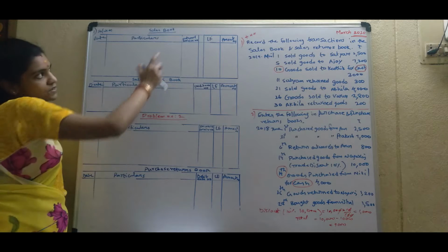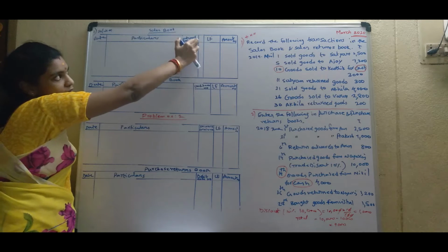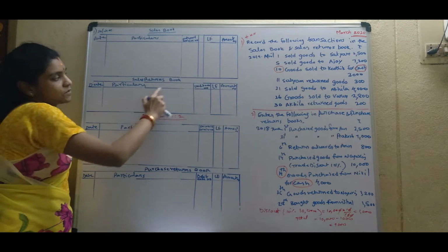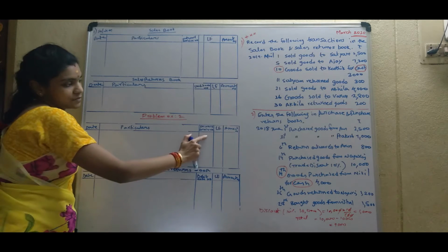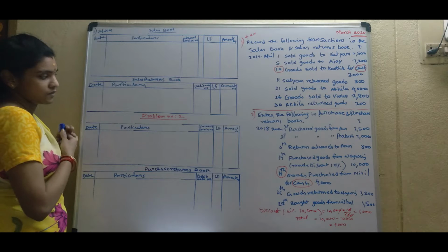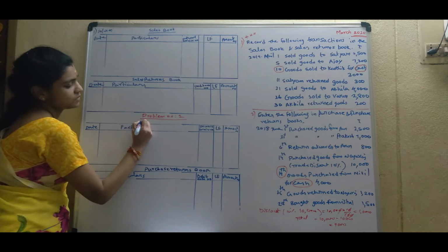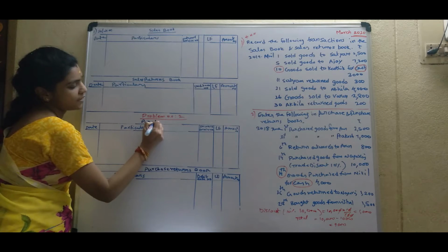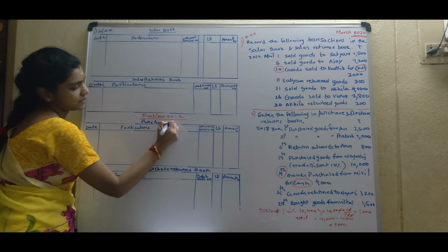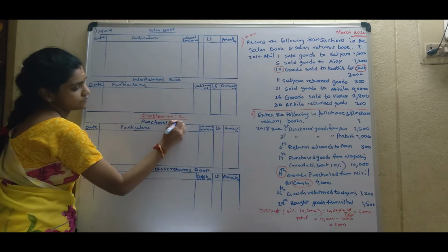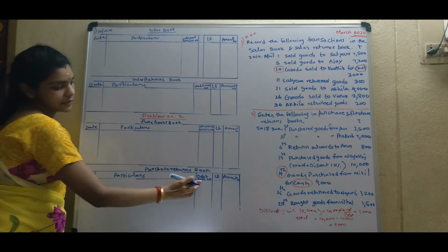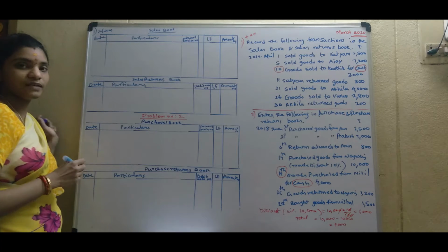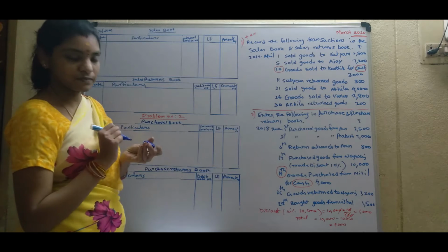In the case of sales book, outward invoice number. In the case of sales returns book, credit note number. In the case of purchases book, what we write? Inward invoice. Purchases book, inward invoice. In the case of purchase returns book, debit note number. Okay, shall we go and enter into the problems?